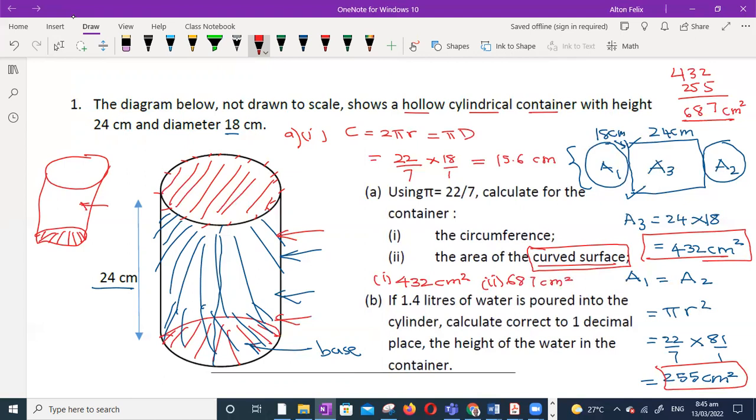And of course, if you had the third scenario where the cylinder was in fact covered, for example, these tins, then you'll also have to add an additional 255 to that 687. 7 and 5, 12, 8 and 5, 13, 14, 6 and 2, 8, 9. So that'll give us 942 centimeter square.